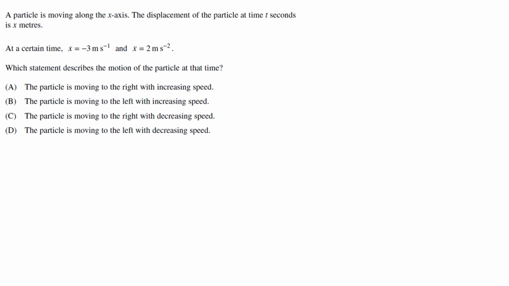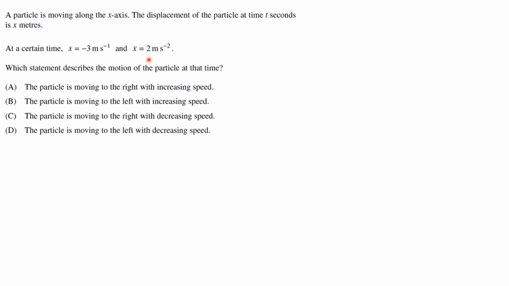The particle is moving along the x-axis. The displacement of the particle at time t seconds is x meters. At a certain time, the velocity is equal to -3 meters per second, and the acceleration is equal to 2 meters per second squared. Which statement describes the motion of the particle at that time? So we've got various options about whether the particle is moving to the left or the right. And remember, if velocity is negative, then the particle is moving to the left. So it's either going to be B or D.